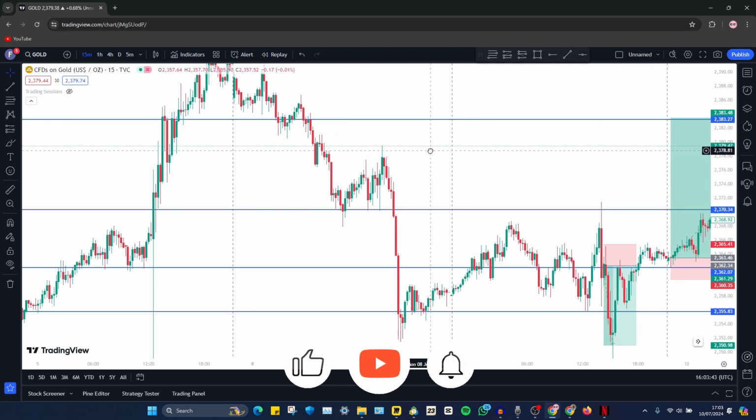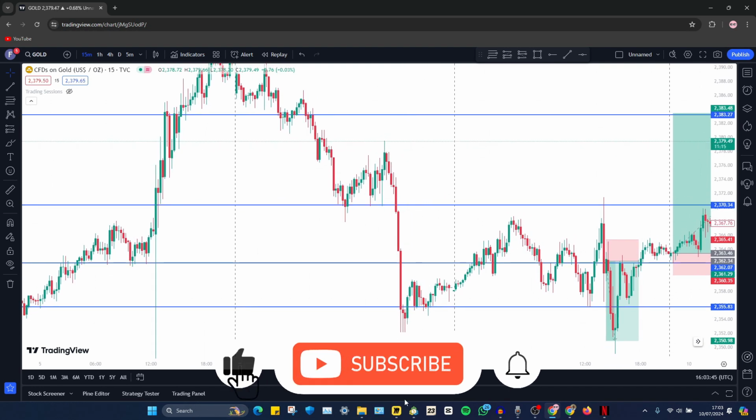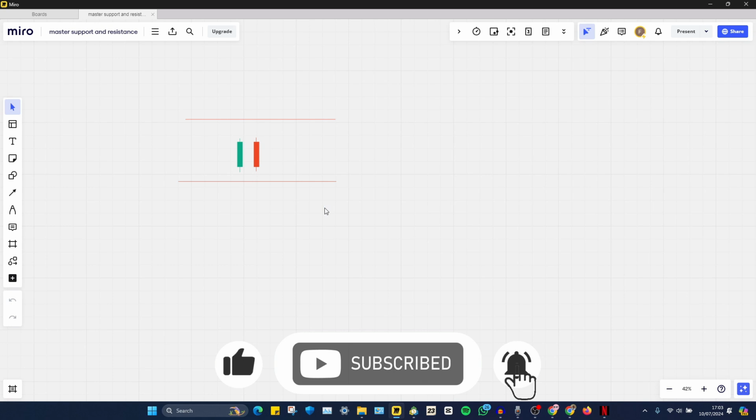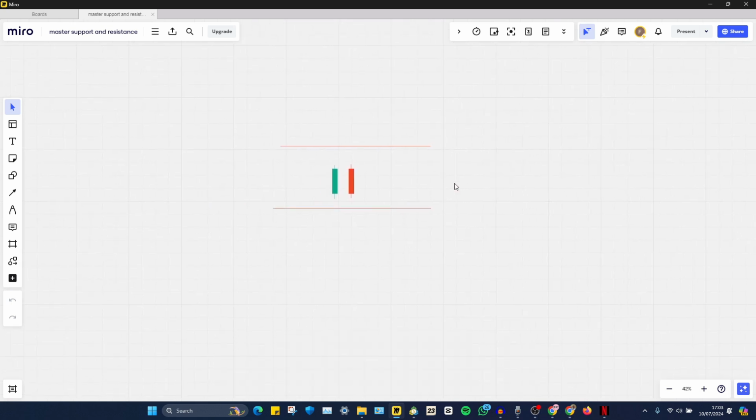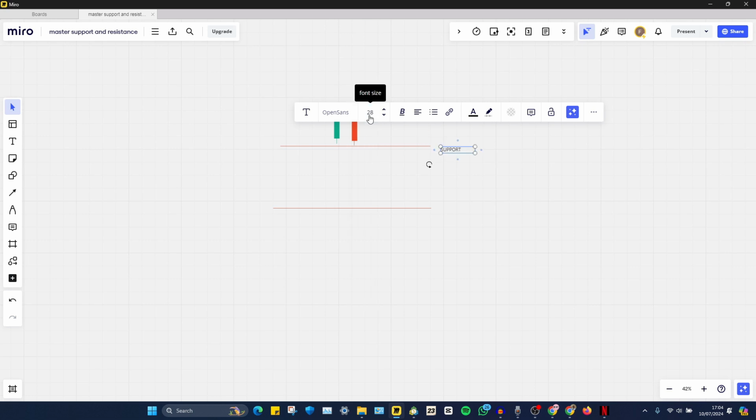So basically, if you're new to support and resistance, we can understand that if anything holds on top of this, if there are candles staying on top of this, what would you call this? You call this support, right? This will be called support.